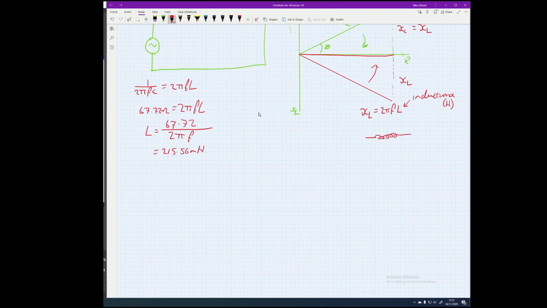So, with a 215 millihenry inductor, XC and XL will equal each other. They'll be 0. So what does that mean for our formula?